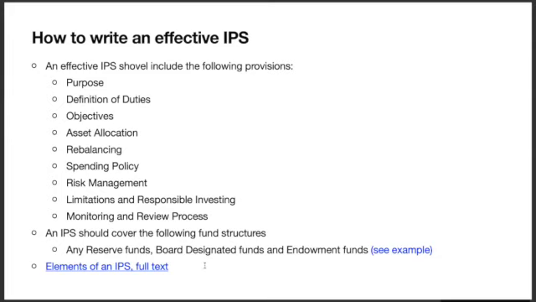And your rebalancing strategy. So with that asset allocation, if you're underweighted or overweighted in any one particular place, what's your strategy for rebalancing? Spending policy. Often this is what we refer to as the income, often stated as a percentage. Risk management. So what are your risk management controls? Limitations in responsible investing. If you want to do ESG investing or socially responsible investing, this is where you would mention that. Then the monitoring and review process. What is the process for that?